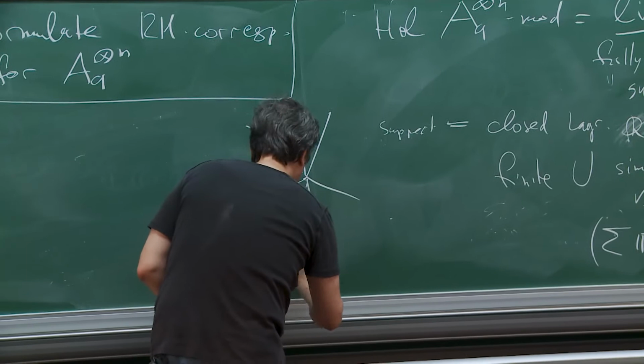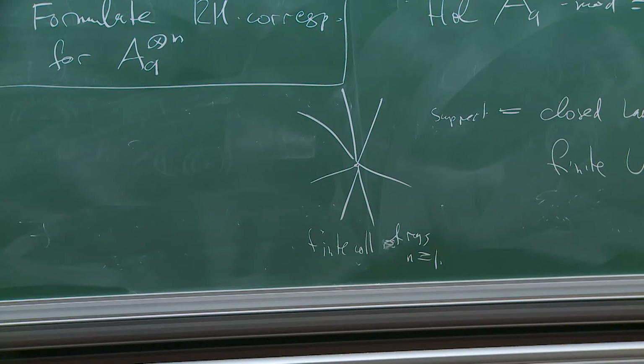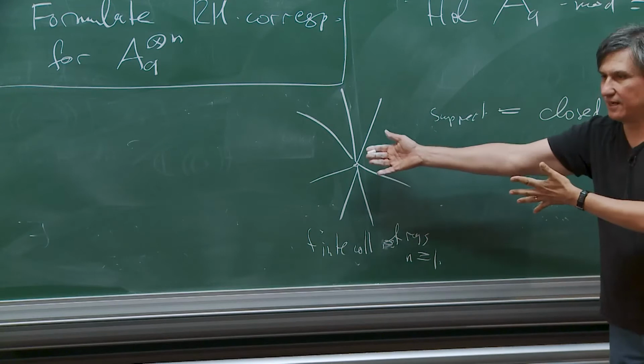Rays when n equals 1. So in what sense is it similar to symbols of work? Yeah, I will explain. It's some better notion of singular support, in a sense. First of all, why, if you have a model, do you get such a gadget?